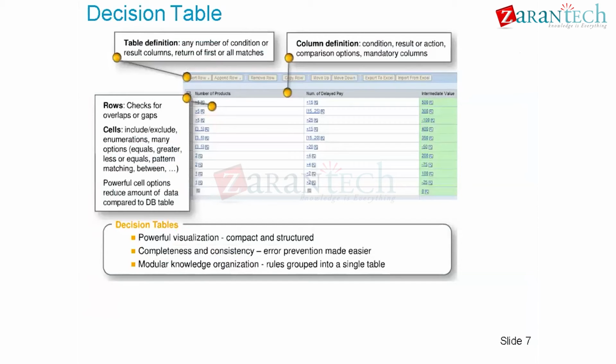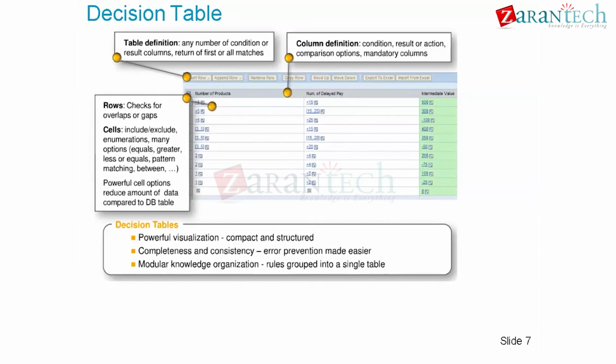Decision trees based on two values, and you are expecting a third value. Are you getting my point? If the number of products is greater than 5 and the number of delayed payments is less than 15, so what have we given? We have given two inputs, number of products and number of delayed payments. So the system will provide me the intermediate value, which is 500.